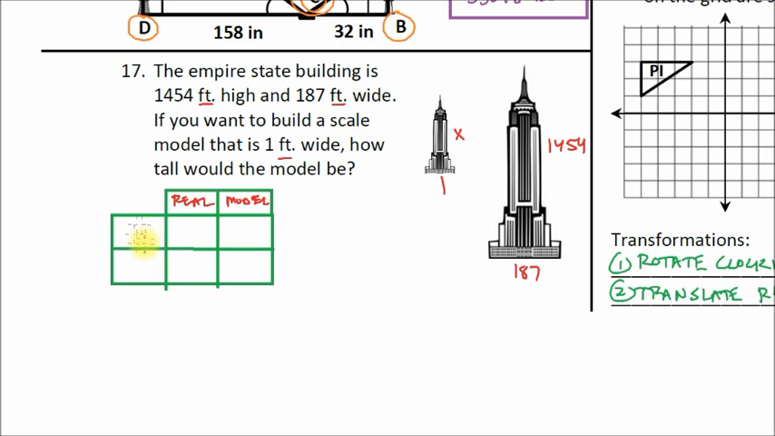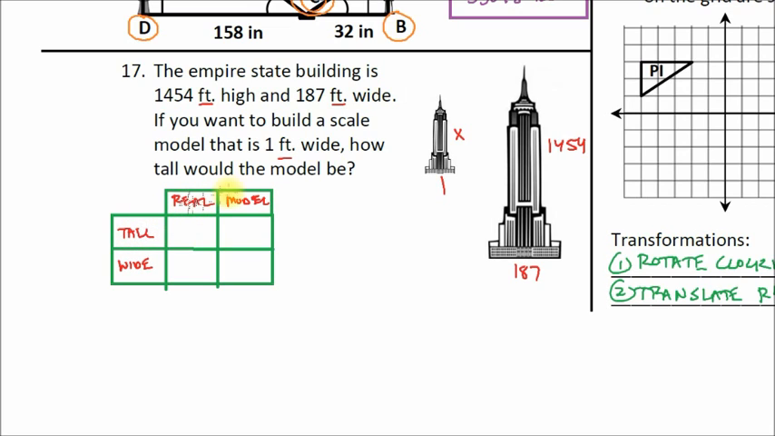And then over on the rows, this is going to be how tall it is, and this is going to be how wide it is. So I just took all the information from my question. I know there's two buildings, a real one and a fake one, and I know two dimensions, height and width, or how tall and how wide. Let's plug in what we know and then what we don't know.